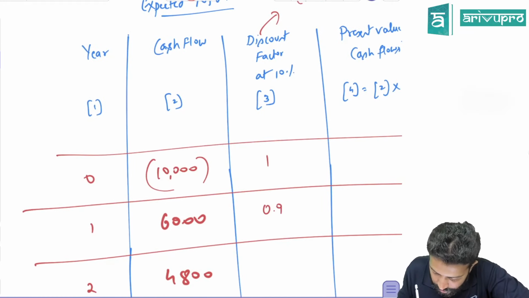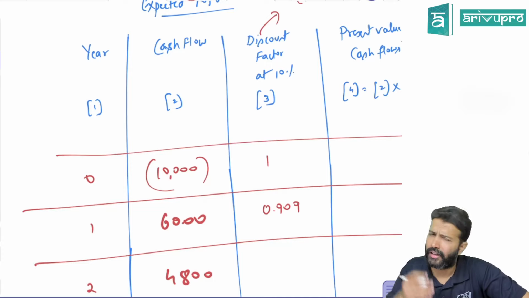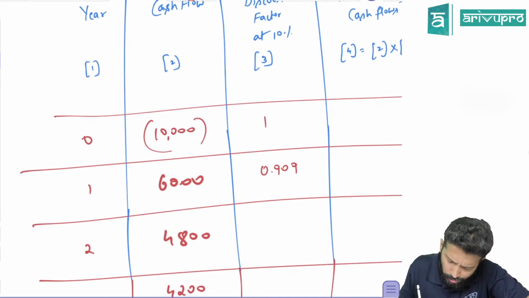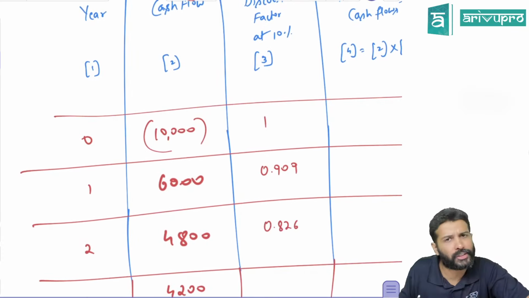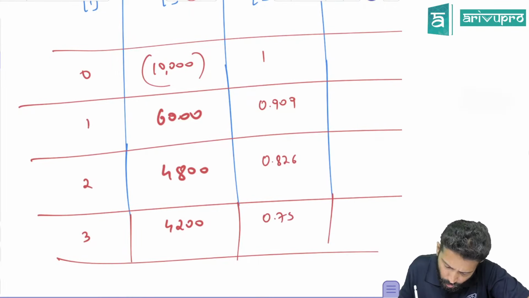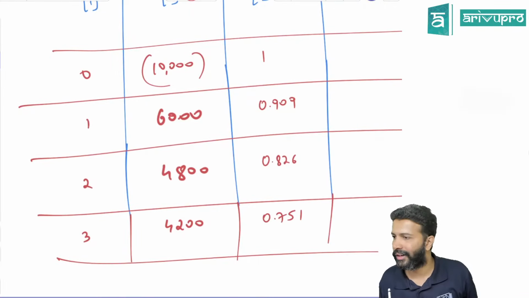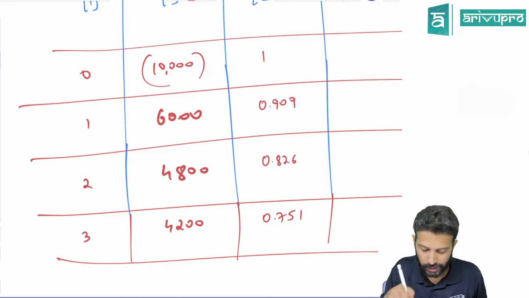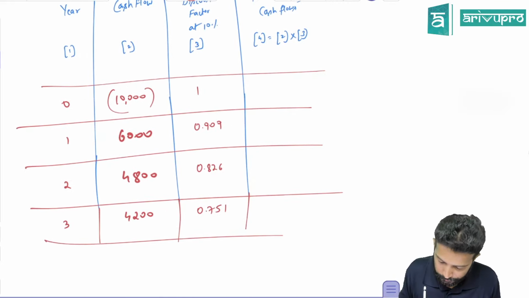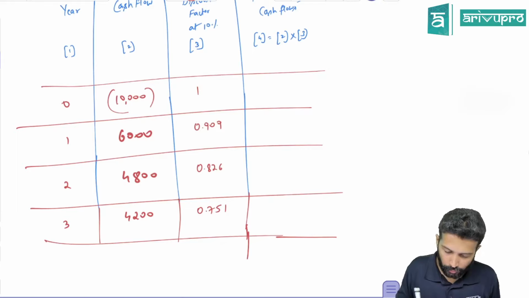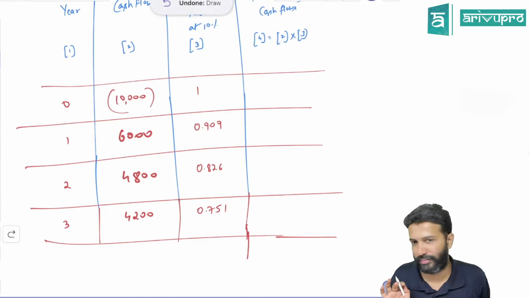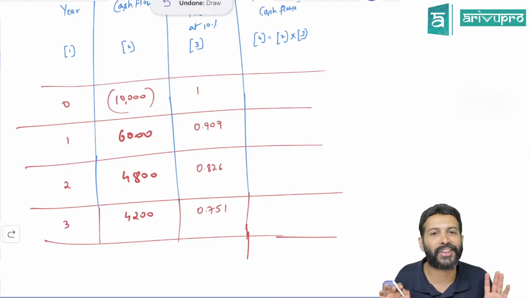For first year you get 0.909. Again, press equals button, you're going to get 0.8264. Again, press equals button, you're going to get 0.7513. I'm restricting myself to 3 decimals. So that's the calculation. Everyone remembers discount factor calculation and all, no? Almost 40-45 problems done in investment decision.